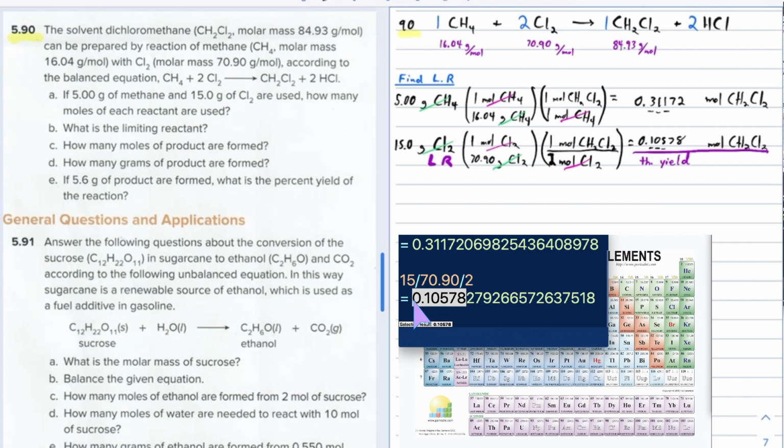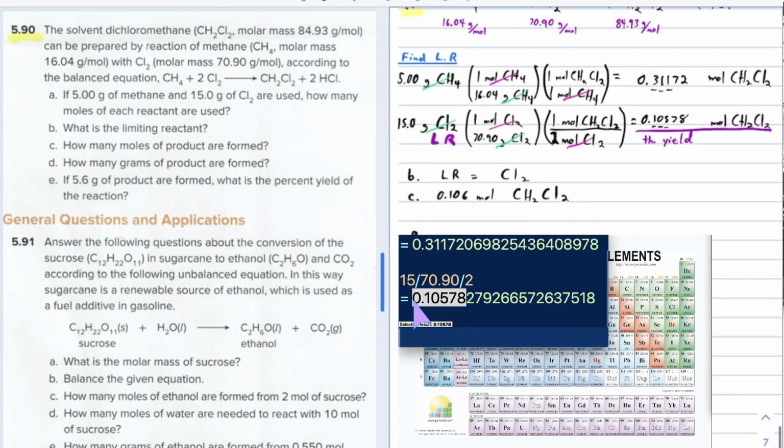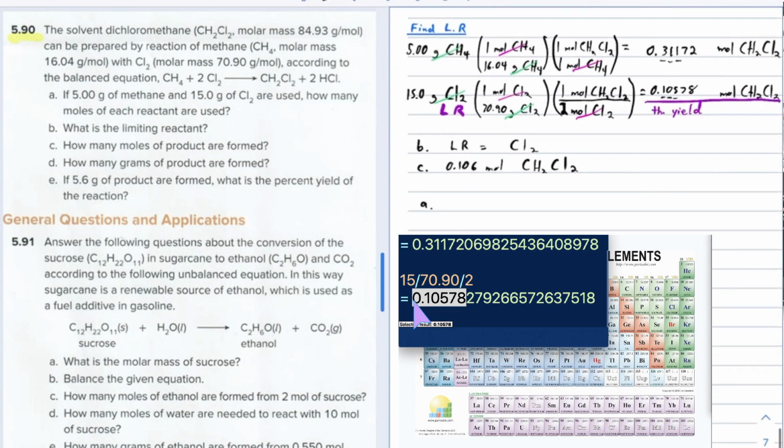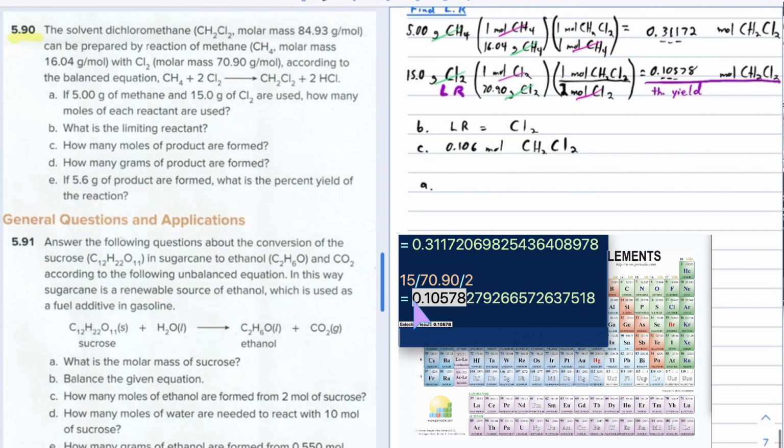Okay, so what we've done is we've answered B and C. B, the limiting reactant, is going to be the chlorine. And then the moles of product is going to be 0.106 if we round it, 0.106 moles of product, CH2Cl2.